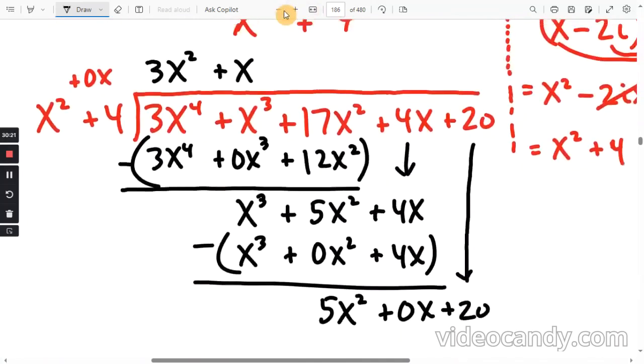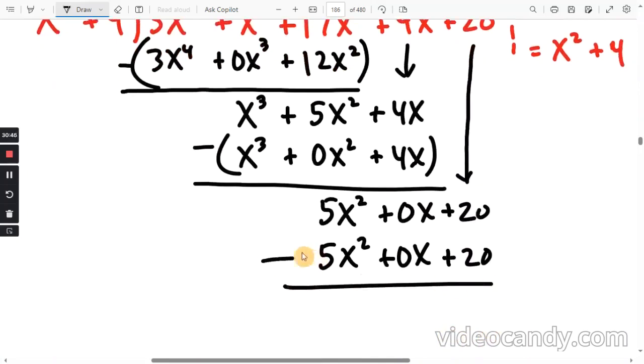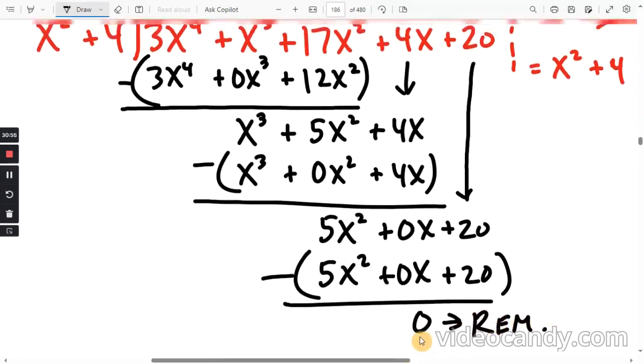All right, let's see. 5x squared divided by x squared is positive 5. Distributing, 5 times x squared is 5x squared. 5 times 0x is 0x. 5 times 4 is 20. Perfect. When we subtract this whole thing, we just get 0. That is our remainder. All right, so we are in business. The remainder is 0.